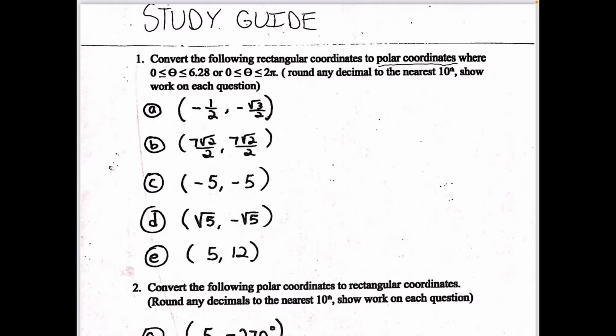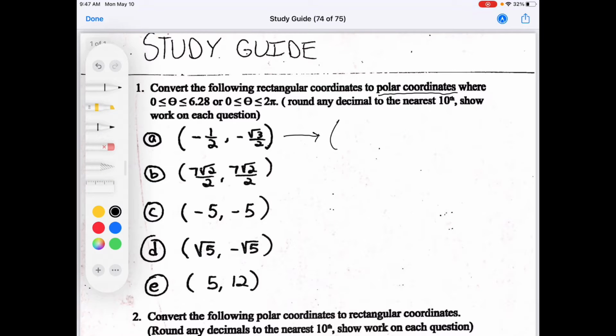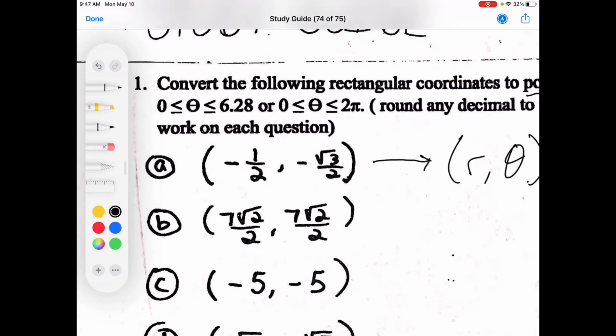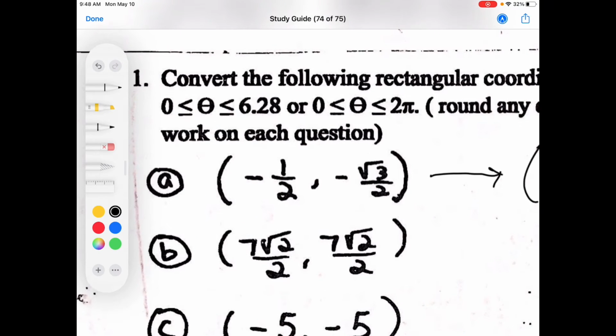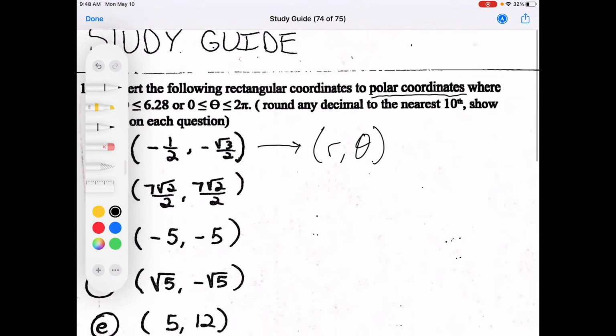Okay, let's go over your study guide. The first half of the study guide is going from rectangular coordinates or XY coordinates and going to polar coordinates. So we're going from -1/2, -√3/2 to some radius, comma, and some radian. And in the directions, we want our radian to either be between 0 and 6.28 or between 0 and 2 pi. So I'll walk you through how to do these.